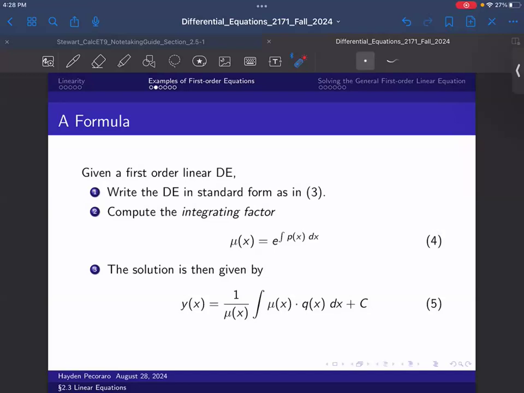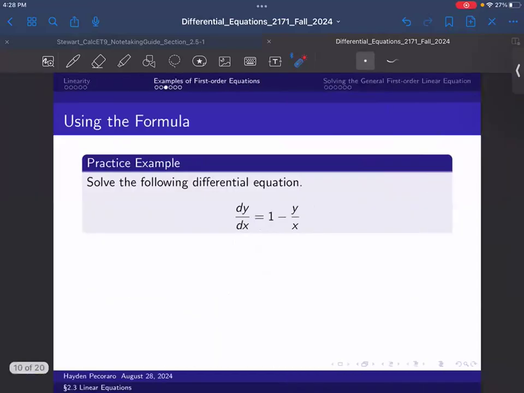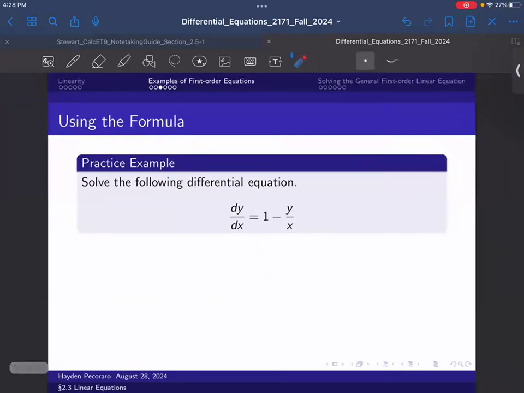Okay, so given that formula, let's try an example. So I'll give you a few more minutes to do this one. Let's say until 4:32. So try to use that formula to solve this differential equation. Go through steps 1, 2, 3, and see what you get.